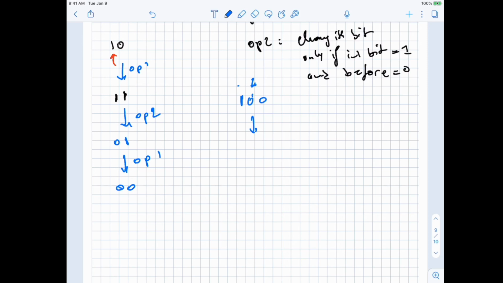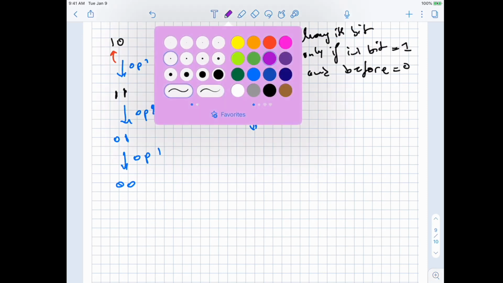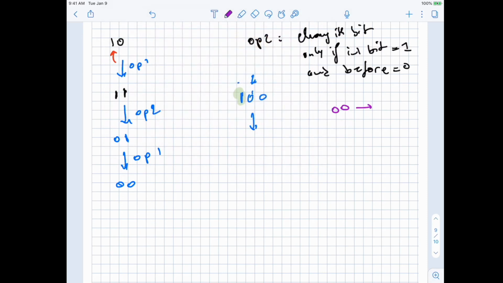we can only use operation 2. So let's apply recursively. Before, we had to change this one to 0, but we can't do that until this one is 1. And so now our assignment is to change 0, 0 to 1, 0, right? How do we do that?